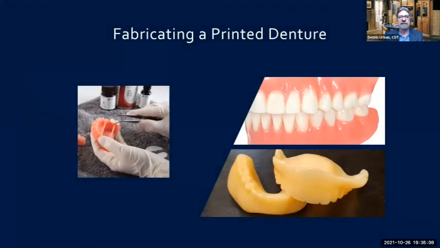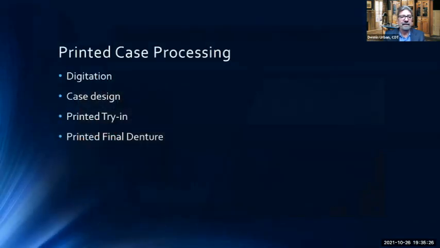So let's talk about fabricating a printed denture. We're going to talk about a couple of systems tonight. I don't want to be biased because there are a lot of good systems out there. We're going to talk about Dentsply, Ivoclar, Diamond D, the Baltic denture system. I wish we had time to talk about some more because there's a lot more on the market now. So, printed case processing. First, we want to have digitization. We're going to do case design. We do a printed try-in and the printed final denture.